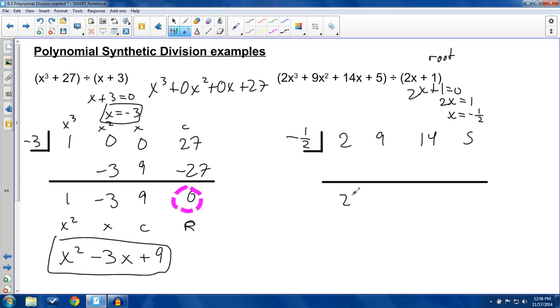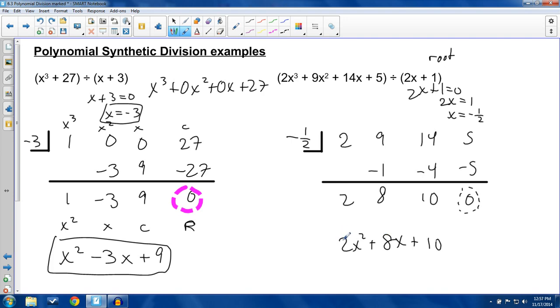2 plus nothing is 2. 2 times negative 1/2, not so bad. That's negative 1. 9 minus 1 is 8. 8 times negative 1/2 is negative 4. See, that's not too bad. 14 minus 4 is 10. 10 times negative 1/2 is negative 5. 5 minus 5 is 0. So your remainder is 0. Here's your constant term, 10. Your linear term, 8x. Your quadratic term, 2x squared.